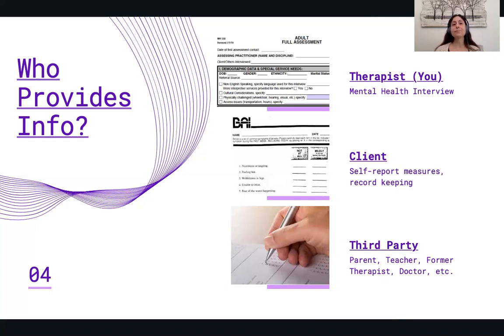A final way, and I don't have it in here, but a final way that you can get information is to use available records. And this would include things like adoption records or DCFS records, right?